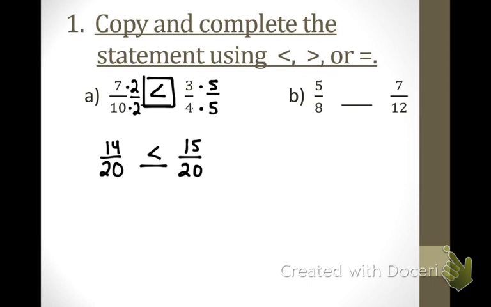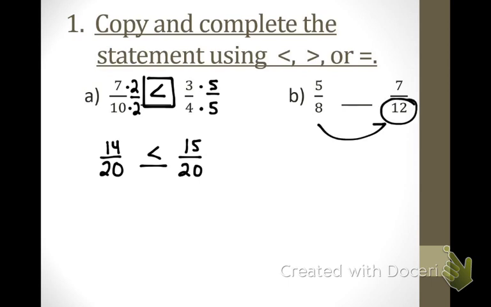It's going to be done exactly like we just did example A. 5/8 and 7/12. We're trying to figure out whether they're equal to each other or one of them's greater or one of them's less than. So the first thing you got to do is find a common denominator, a least common denominator, an LCD. So we're going to start with the biggest denominator, which is a 12.